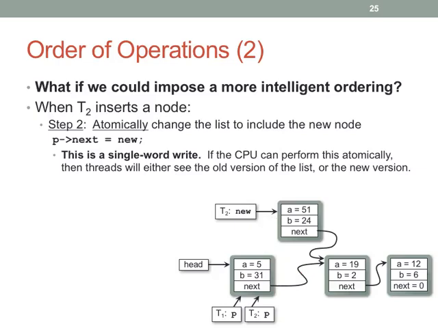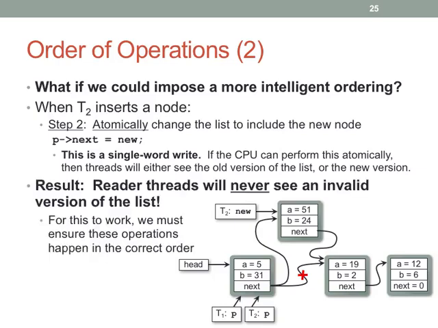So we make that change in one step. And if you think about it, we're just writing to a pointer. And pointers are data bus width size, right, on all reasonable processors. So this should be a single word write. You would expect that most processors can do this in a single atomic operation, even on a multi-core system. If they have appropriate coherence built into their shared caches and things like that, then it should be fine. And so the result of this is that the reader never sees an invalid version of the list.